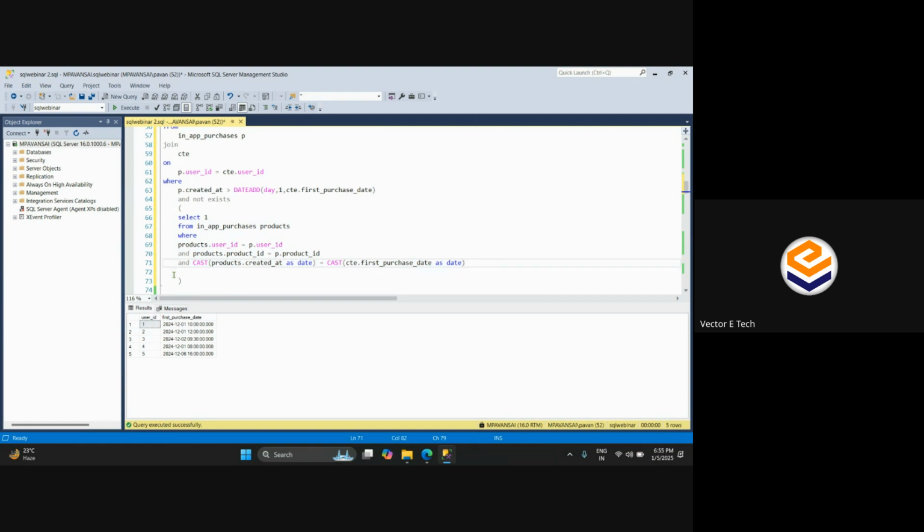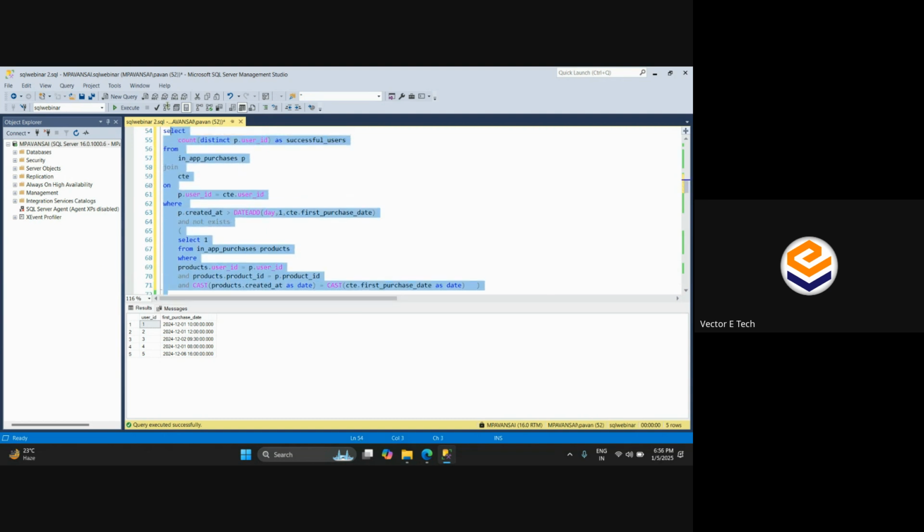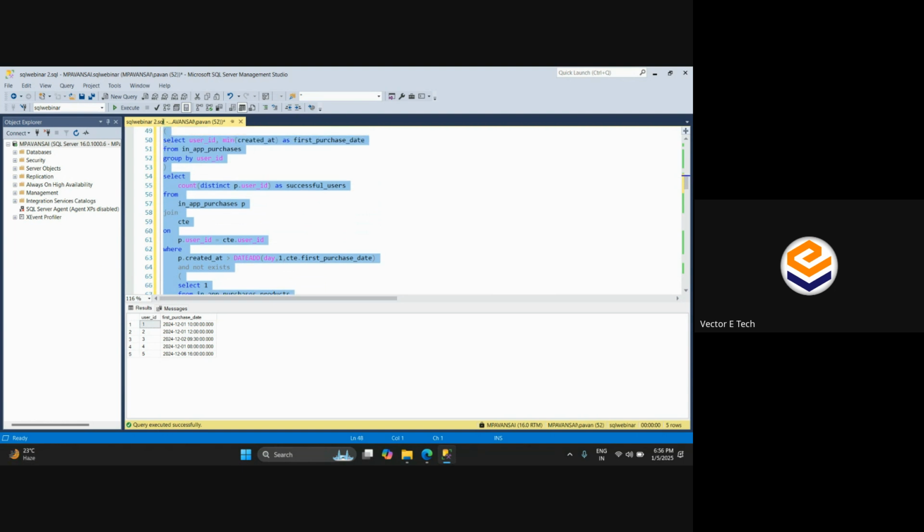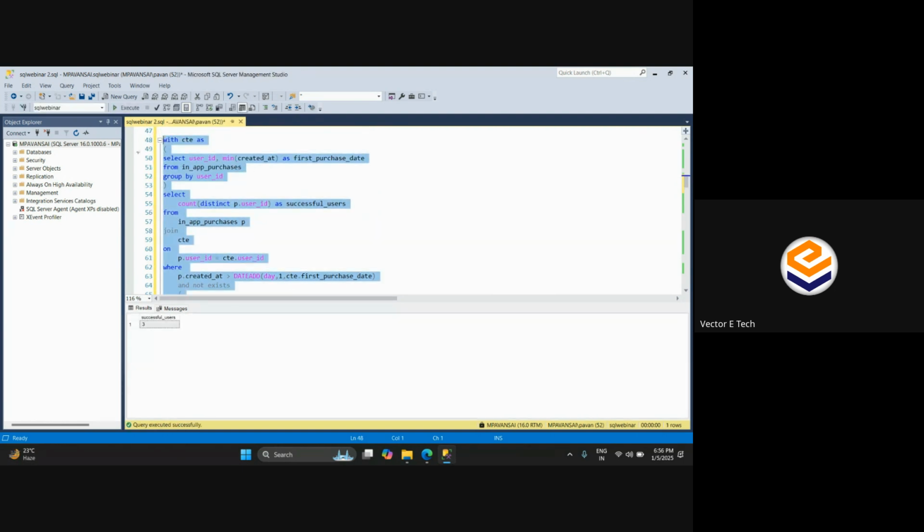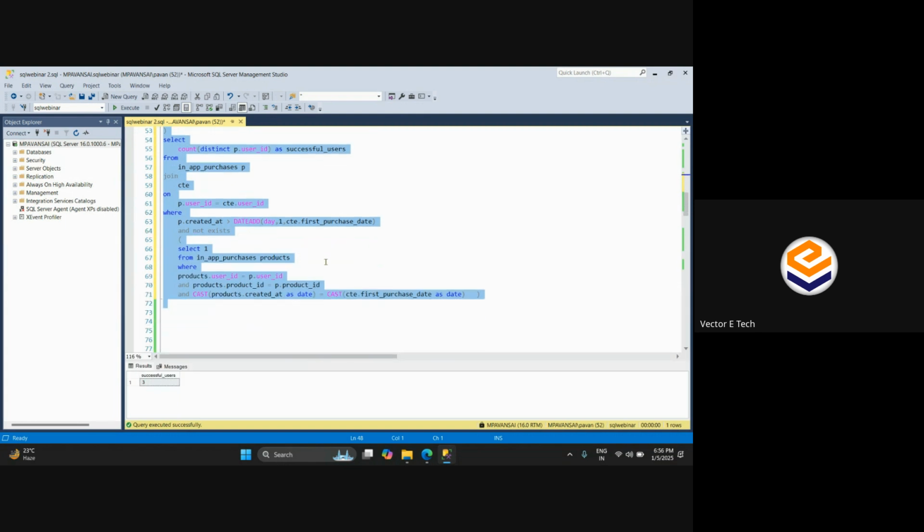Okay, so I hope now you are able to understand, and this is the query where you're able to solve such queries, right? Now let us execute and see. We'll see if we are able to get the right output. Okay, there are 3 successful users who follow this criteria, and the answer is correct.